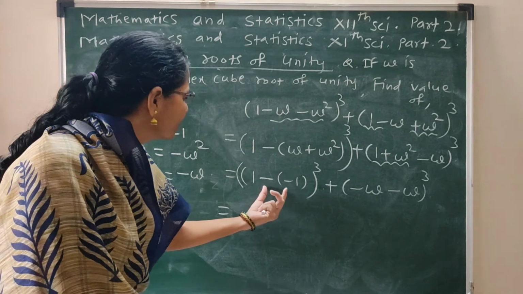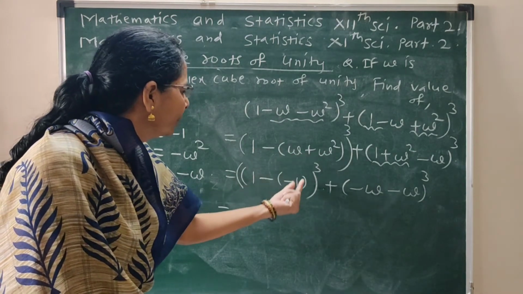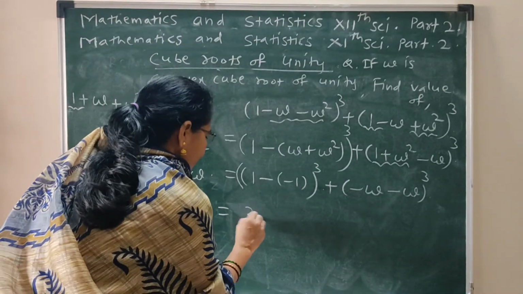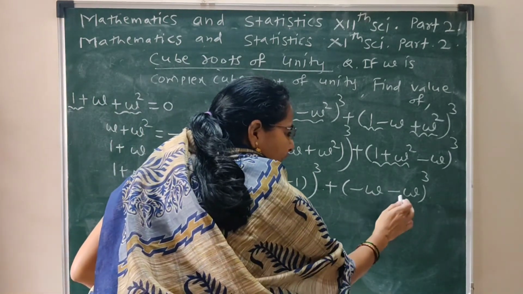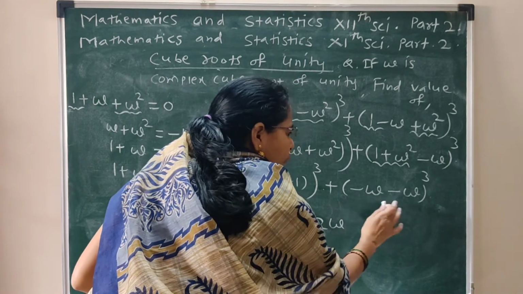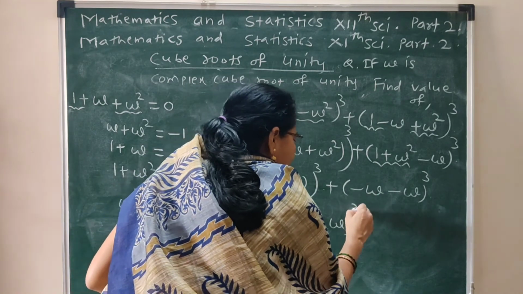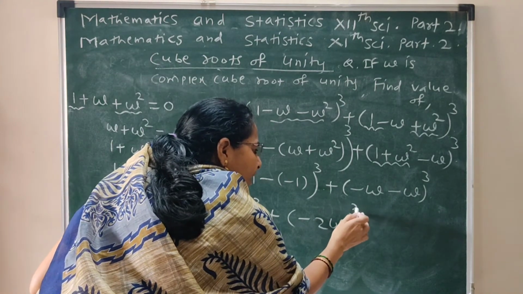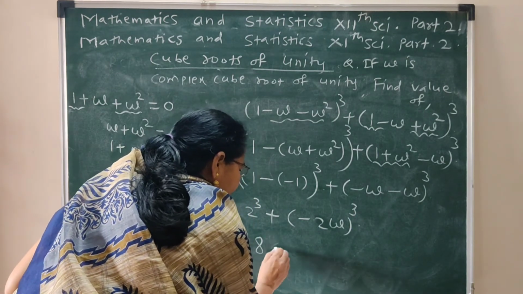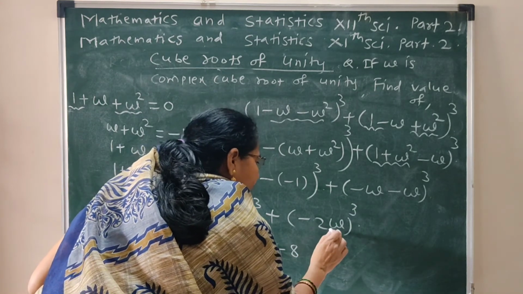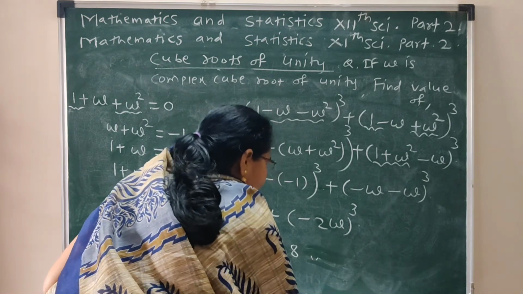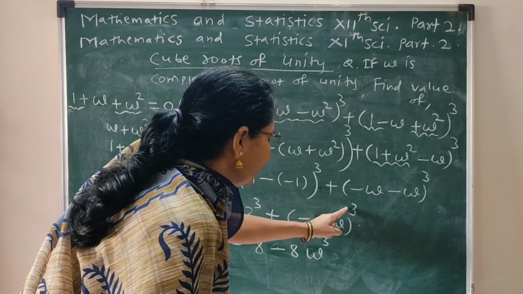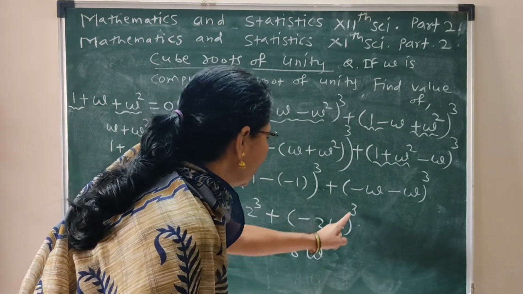Now in this way, this is 1, and this is minus omega raised to 3. Now 1 plus 1 is 2, so 2 raised to 3. Here is minus omega, minus omega, minus 2 omega, bracket raised to 3. Here is 8, and since the index is odd, the sign is minus. So minus 2 raised to 3 is 8 omega raised to 3. See once again: 2 raised to 3 is 8, minus and odd index, so the sign is minus, 8 omega raised to 3.